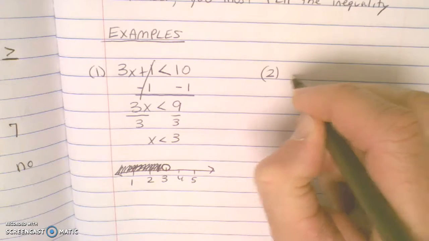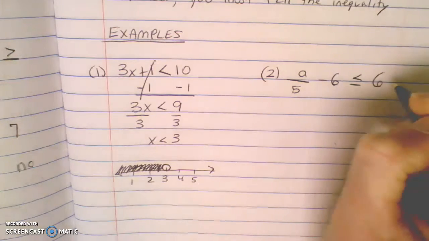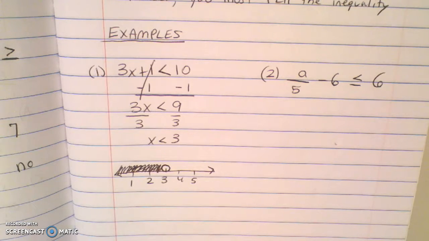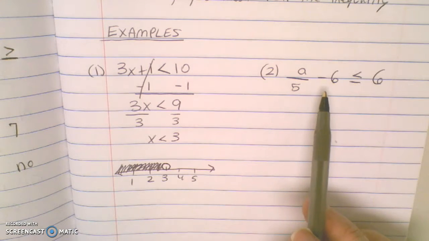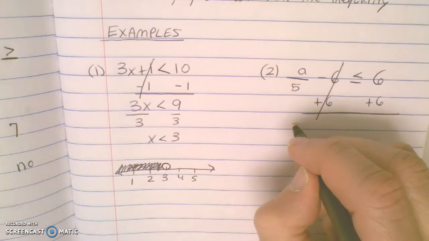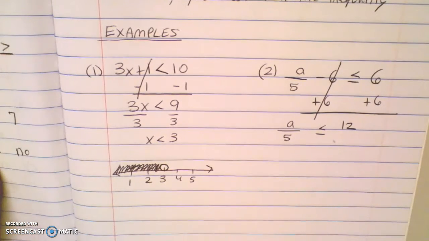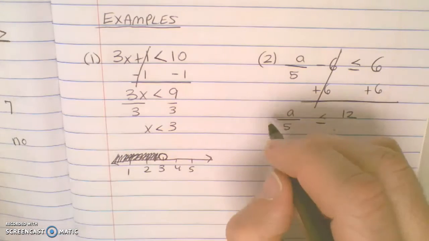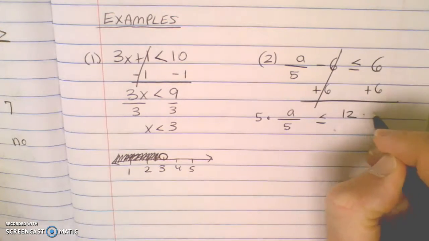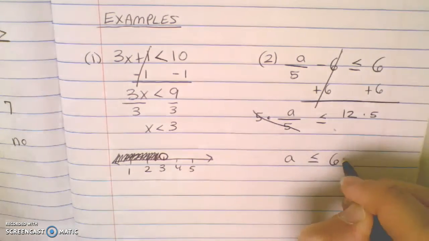Let's try another example with dividing. So let's say we have a over 5 minus 6 is less than or equal to 6. So we want to undo and get this a by itself. So I'm going to add the 6 to both sides. We have a over 5 is less than or equal to 12. And then I have to undo dividing by 5. So that means I multiply both sides by 5. So the 5's reduce. A is less than or equal to 60.